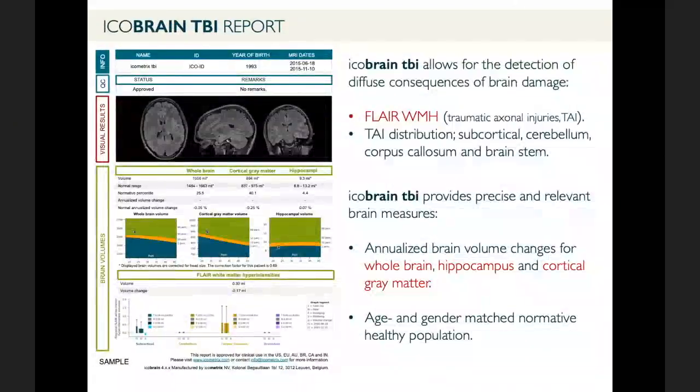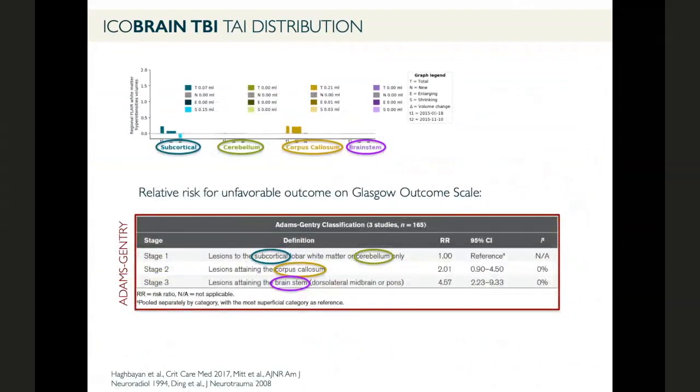This report looks as follows, where we focus on brain volumes and brain volume changes in the whole brain, cortical gray matter, and in the hippocampus. Next to this, we also have a strong focus on the FLAIR white matter hyperintensities, or the traumatic axonal injuries, and their distribution in subcortical, cerebellum, corpus callosum, and brainstem. So it's a very similar report to our icobrain ms report. However, the big difference here is that our lesion location is really tailored to brain trauma and is in line with the Adams-Gennarelli staging, which clearly shows that there's a correlation between lesion location and relative risk for unfavorable outcome.